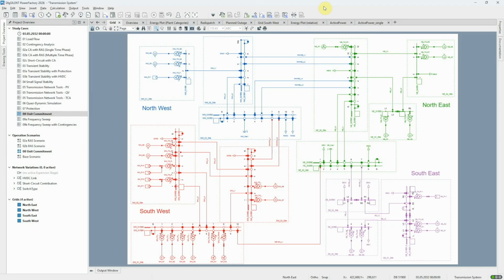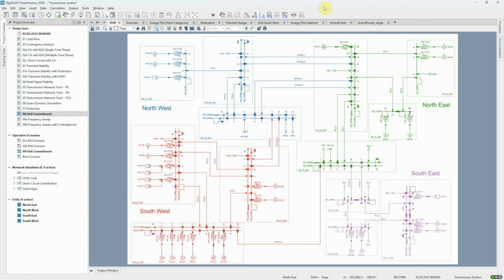In this transmission model example, the unit commitment and dispatch optimization module is demonstrated. Study case 08 unit commitment should be activated. Unit commitment and dispatch optimization simulation minimizes the operating costs of the system over a defined period of time.